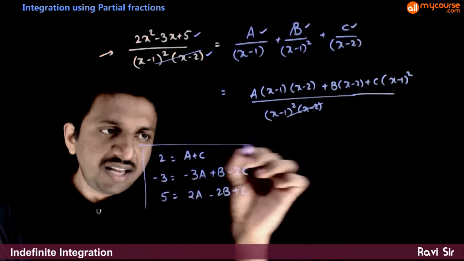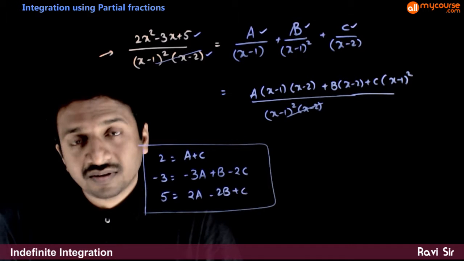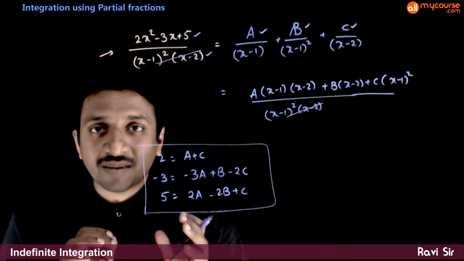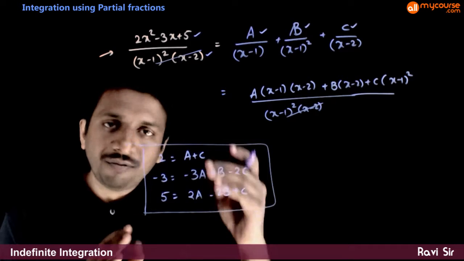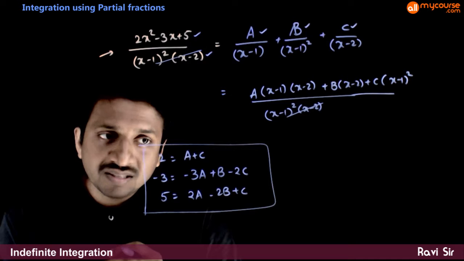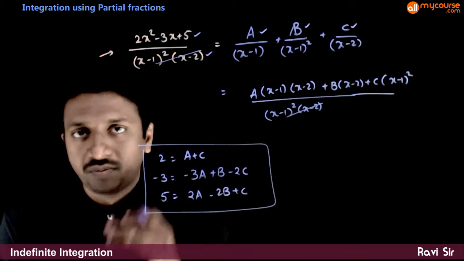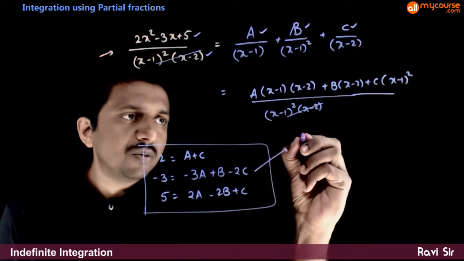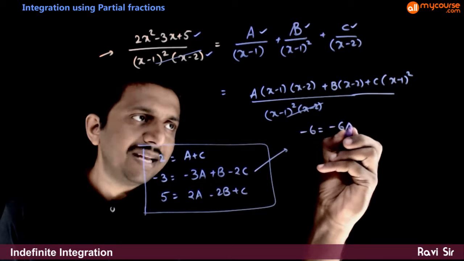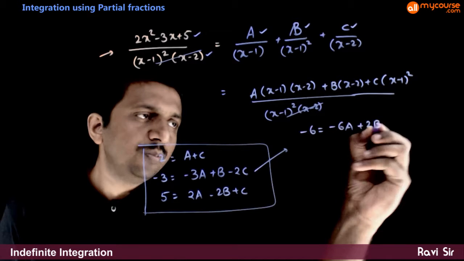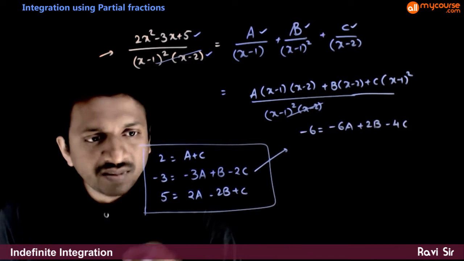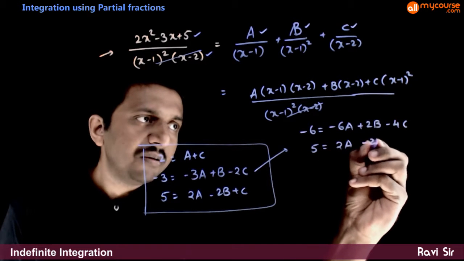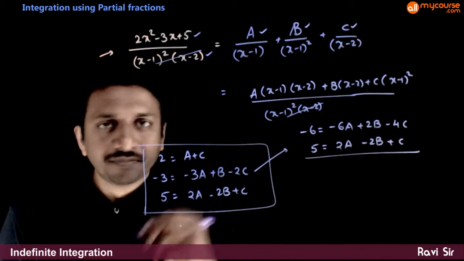So you have three equations and three unknowns. That's what happens if you follow the rules. The number of equations will be exactly same as the number of unknowns. Now you need to find a, b, c. So what I do is I try to eliminate b from these two equations. I'll multiply the second equation with 2. So minus 6 is equal to minus 6a plus 2b minus 4c. And if you take the second equation, 5 is equal to 2a minus 2b plus c.